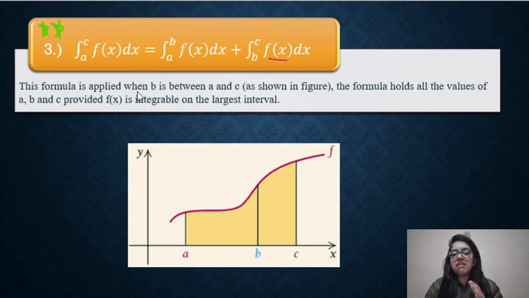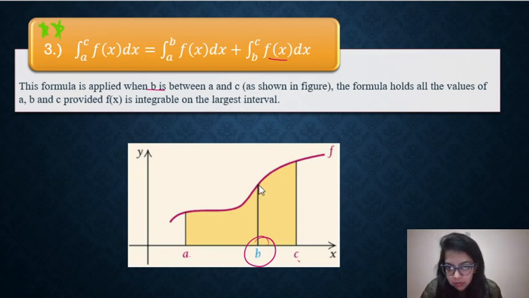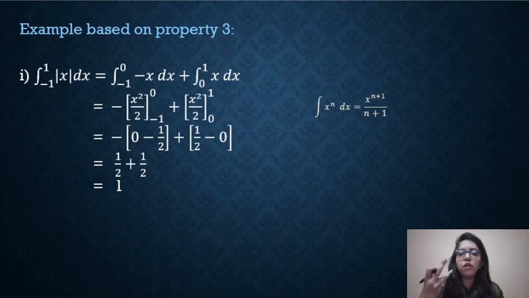This formula is applied when b is between a and c, as shown in the figure. The formula holds for all values of a, b and c provided f(x) is integrable on the larger interval. That is, b is over here between a and c, at this point, and this curve is your function. Okay, so let's discuss an example. I know it is a little difficult to explain this property just by stating it, so just look at the example, you will get a very clear view of it.